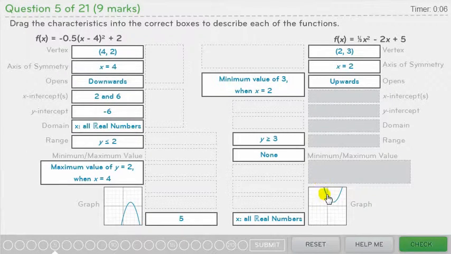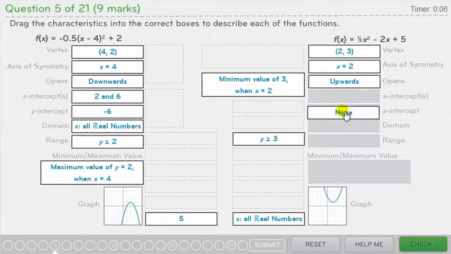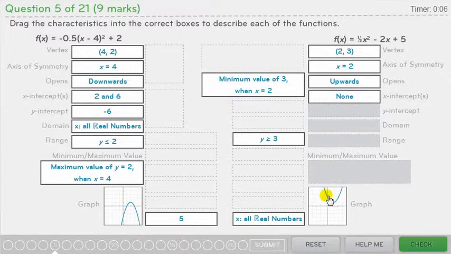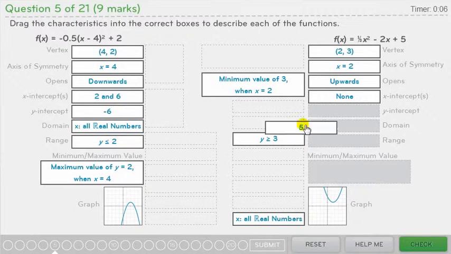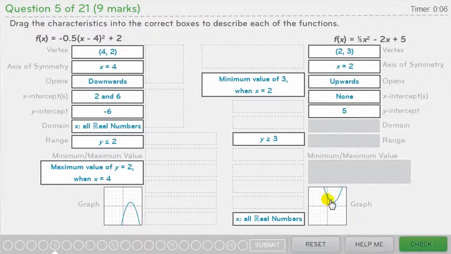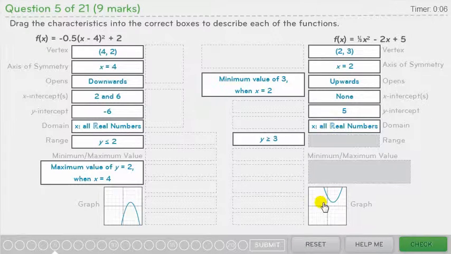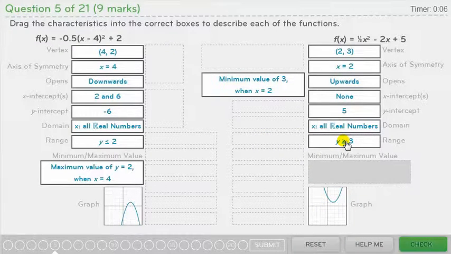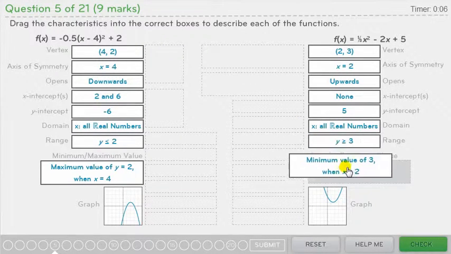The x-intercepts, well, if I look at my parabola, it never crosses the x-axis, so there are no x-intercepts. The y-intercept is right there, y equals positive 5. The domain of any parabola opening up or down is all real values. We know that the range is that y must be greater than or equal to that lowest possible point at positive 3. So y must be greater than or equal to 3. And because it opens upwards, it has a minimum. That minimum value occurs at 3, and it happens when x equals 2.